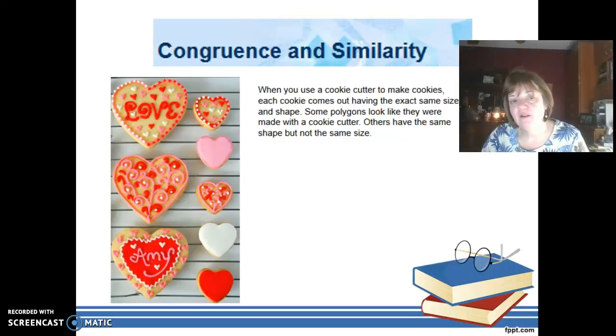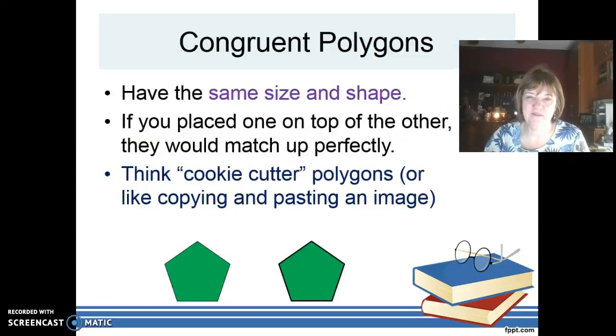But if you compare left to right, so say that top one there that says love on it, and the top one next to it, which has all those little pretty hearts, those are just similar because they have the same shape, but they're not the same size. Easy stuff, right? So, one more time, congruent polygons, meaning many shapes, have the same size and shape. So if you put one on top of the other, they're going to match up perfectly.